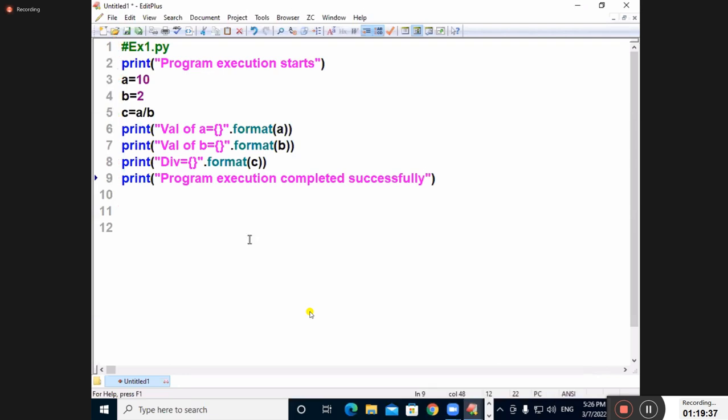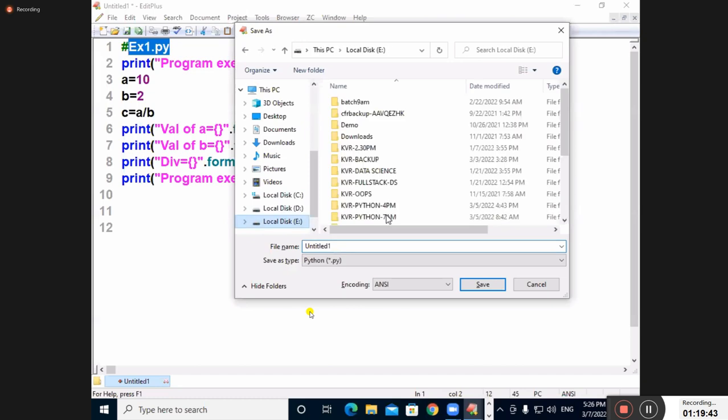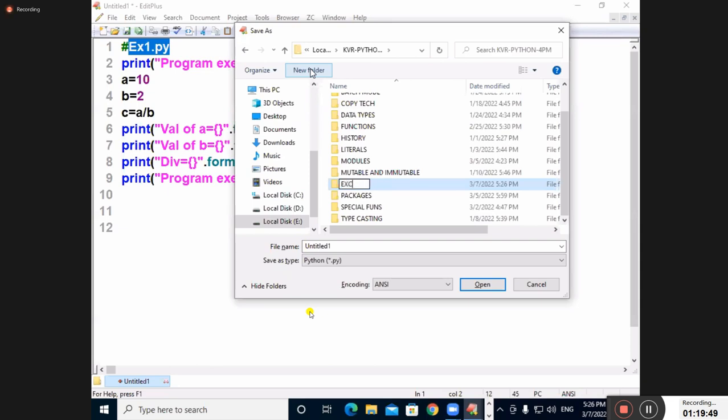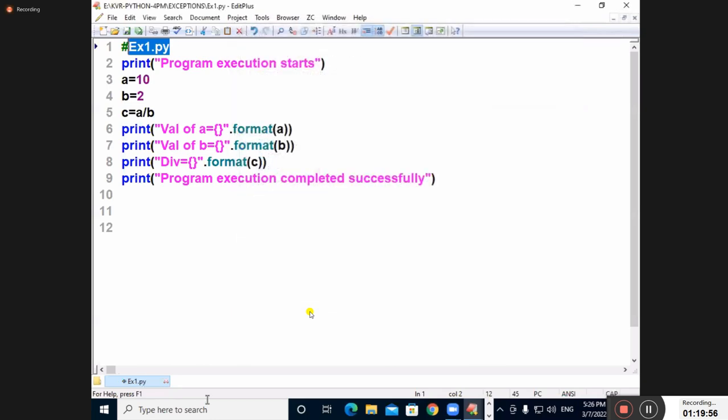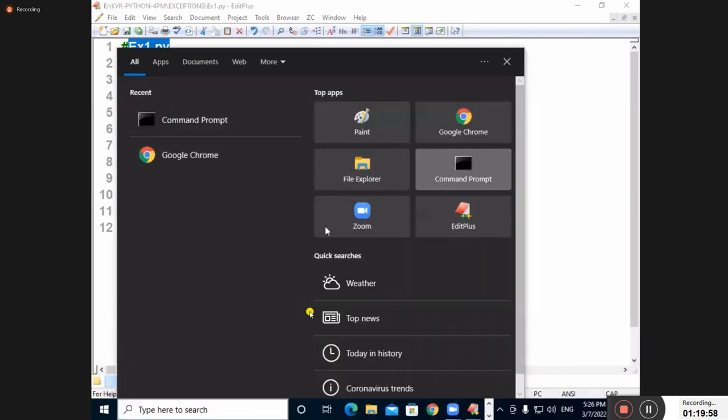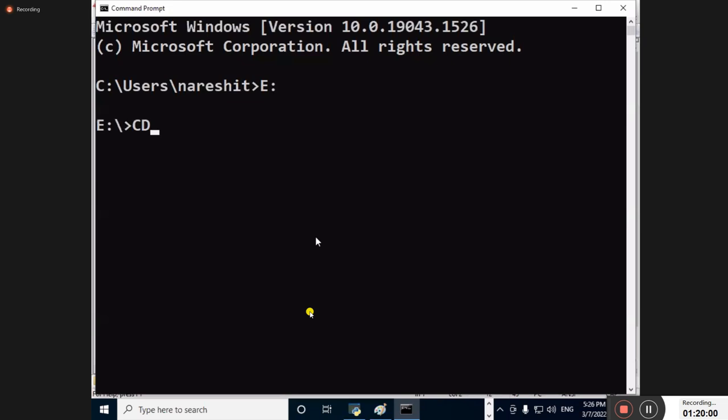See, my dear students, save this point, understand very carefully. I create a folder called exceptions. Inside the exceptions folder, I'll save my program called ex1.py. Coming to the command prompt here, you see, python ex1.py.